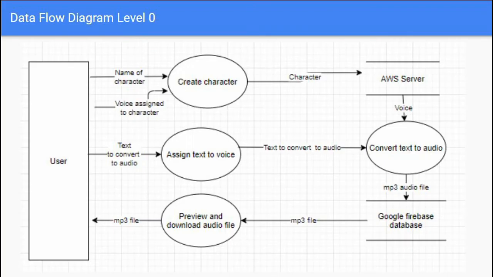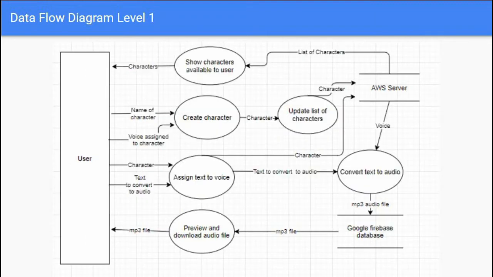In the Level 0 DFD diagram, a character is created and saved to the AWS server. The input text is converted to audio, which is then saved on the Google File-based database, and the user can download the audio file. The Level 1 DFD diagram shows how the user selects which character voice to apply to each section of text. While the user inputs the character, which voice the character is used is saved to the AWS server, which returns which voice to convert the text segment to.